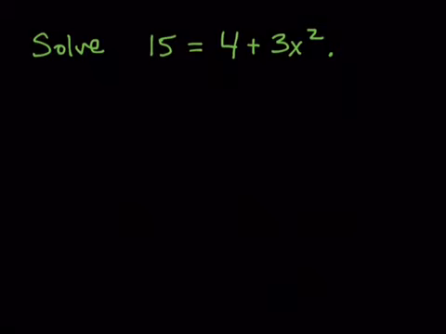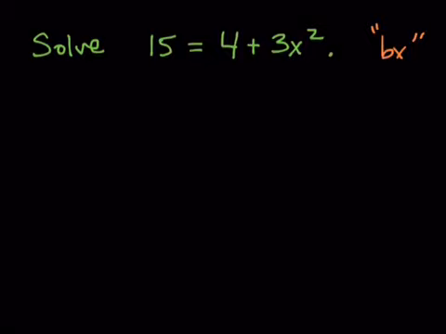All right, how about 15 equals 4 plus 3x squared? This one looks a little bit different, but I would still follow the same steps. Notice, again, as with the other examples, I don't have a bx term. All of the examples I've done so far have been missing that bx term. We just have an x squared term and then some constant numbers. We'll deal with the ones that do have a bx term later.